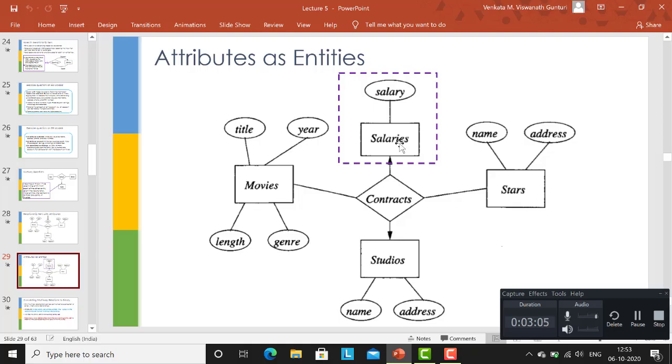So now, when do you want to make salary an entity but not an attribute, right? You have to be careful not to introduce unnecessary entities into your diagram, right? So typically, if you ask my advice, you put salaries as an entity or date as an entity when you have a fixed notion.